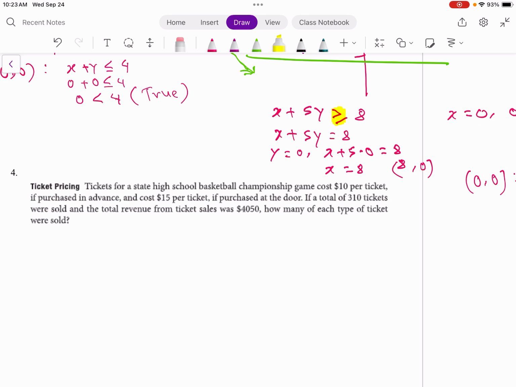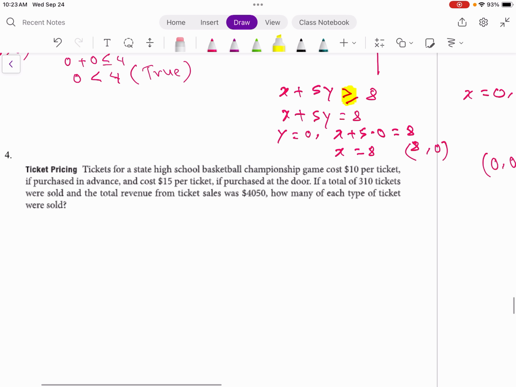The tickets for a state high school basketball championship game cost $10 per ticket if purchased in advance. So if you buy a ticket in advance, it costs you $10. And it costs $15 if you purchase at the door. If a total of 310 tickets were sold, the total revenue from ticket sales was $4,050. How many of each type of ticket were sold? So how many types of tickets do we have?